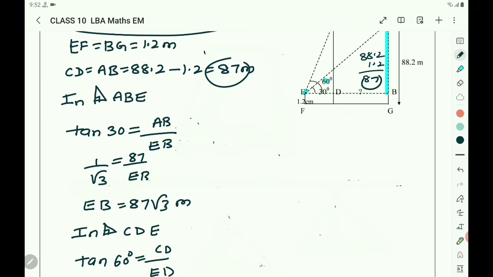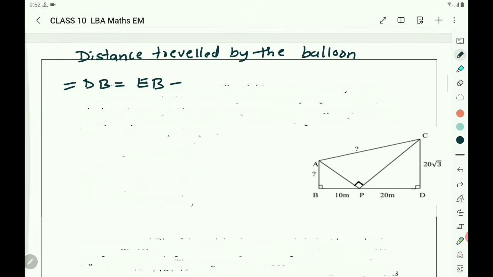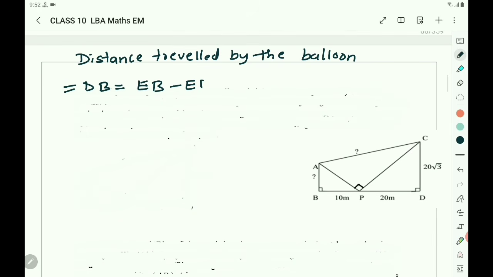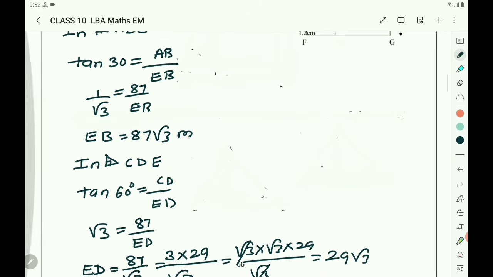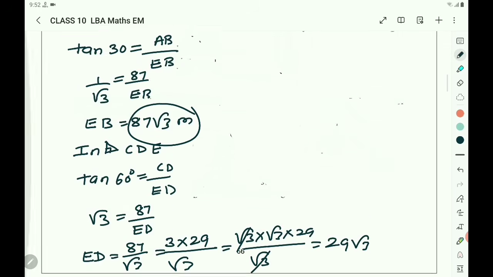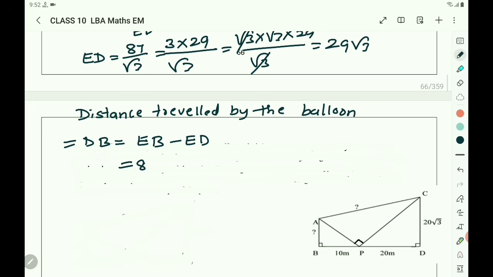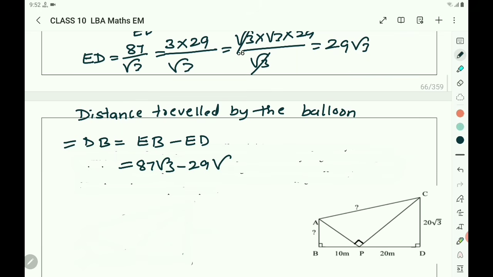What can you write here? Here to here is EB minus here to here ED. EB minus ED. EB means BE. How much? 87 root 3 minus ED, which is 29 root 3. So 29 root 3 and 87 minus 29.